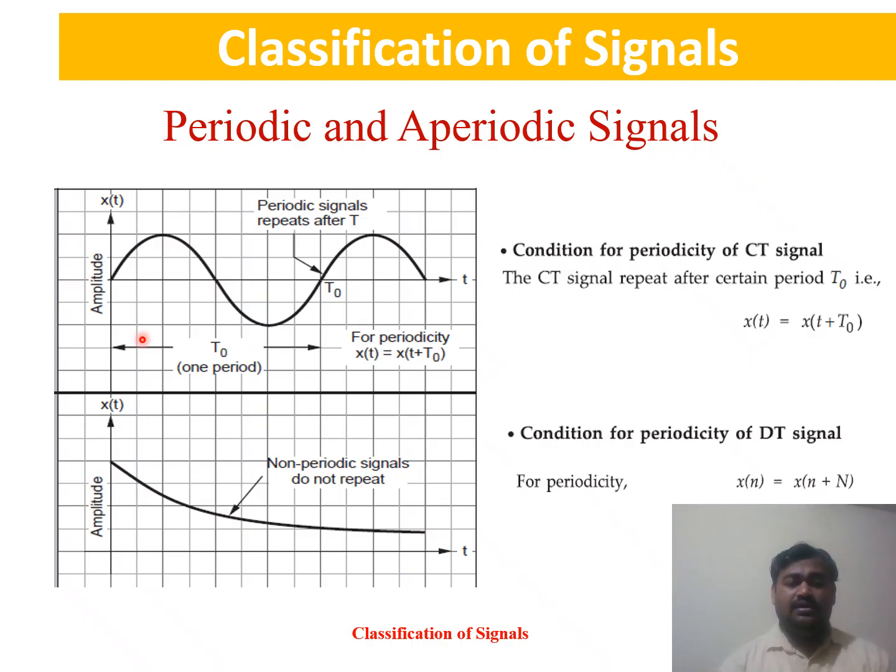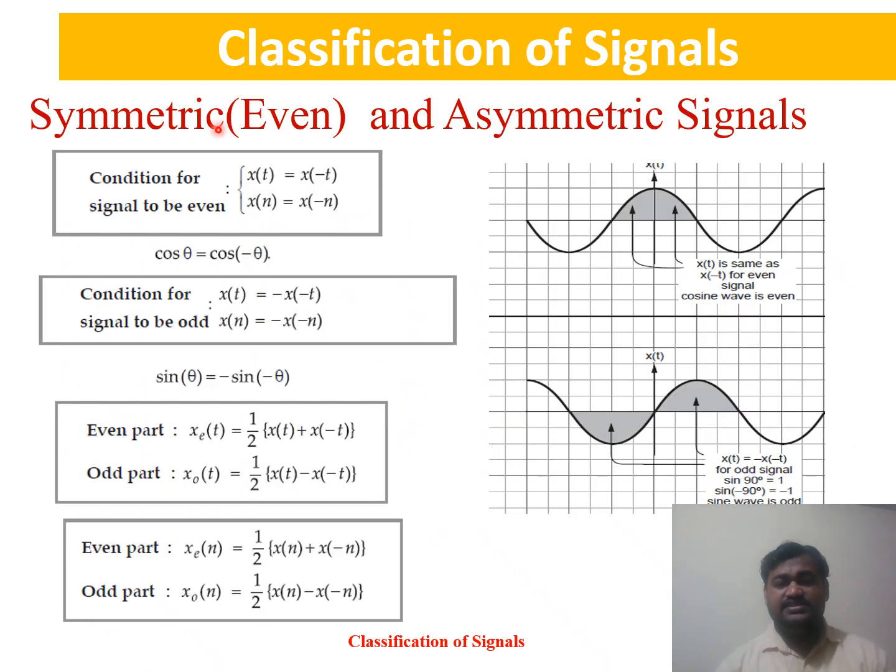N. Here the same cycle repeats, but here the signal does not repeat over a period of time. It can be called a non-periodic signal or aperiodic signal. The next signal is symmetric, even, and asymmetric, odd. We can say even and odd signal, or we can also say symmetric and asymmetric signal.